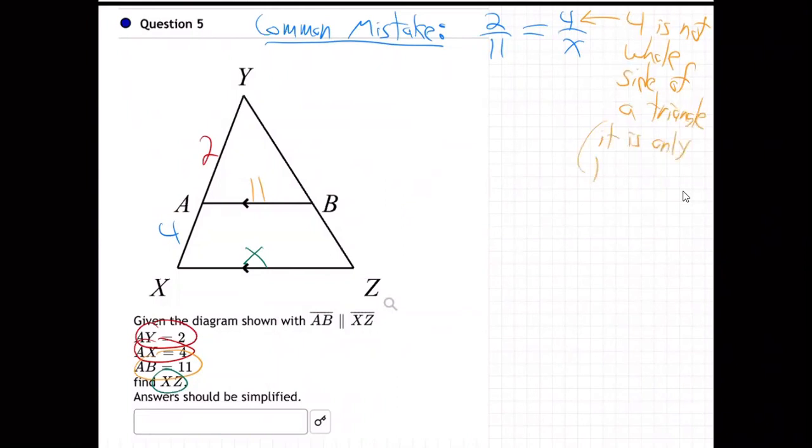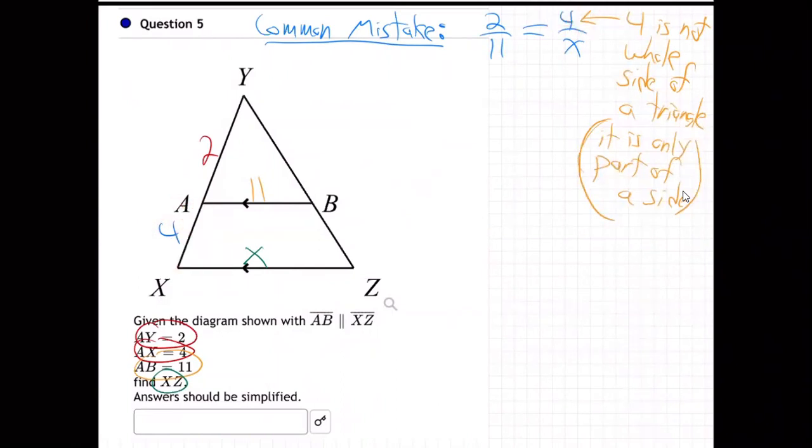It is only part of a side, isn't it? See that? See the problem with the 4? All the rest of the numbers are good. The problem is the 4. See, he's only part. He's only that little part. That's not a whole side of a triangle. We can't do that. 4 is not right. He's not a whole side of any triangle. He's only a part of a side.